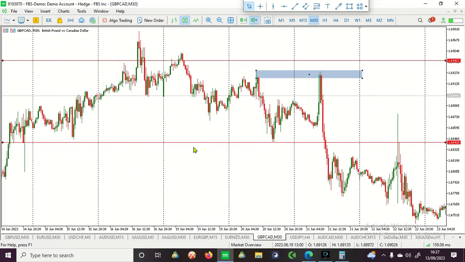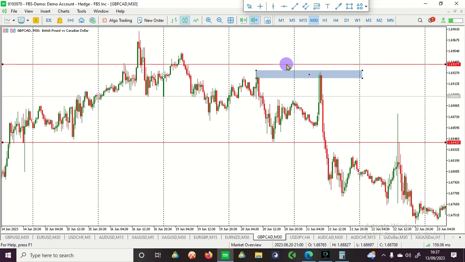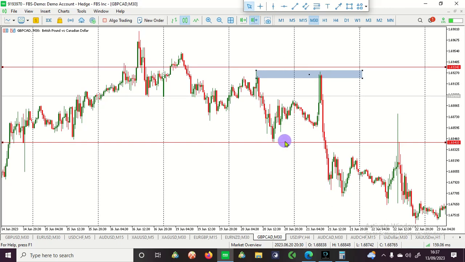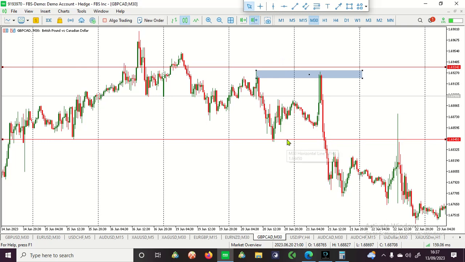So from here now, let's say our TP should be at this low, the body like this. Then our stop loss should be here. And this is our entry. Our entry should be here. This is our entry from here.